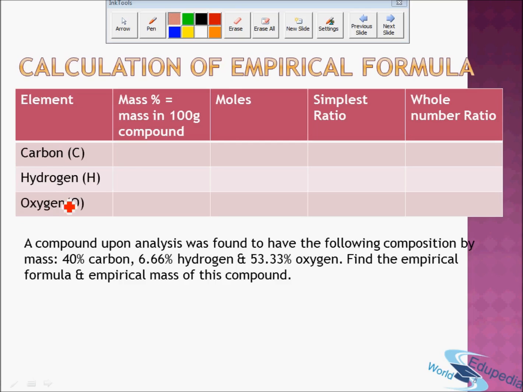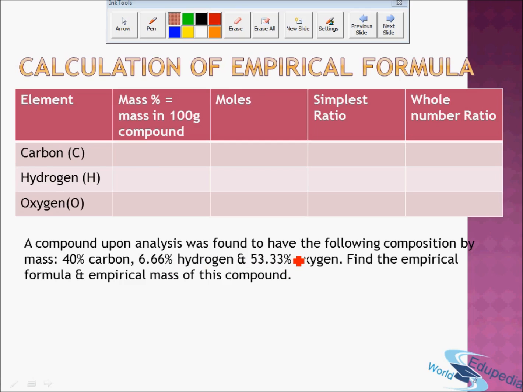The next column is the column for mass percent, the mass composition that has been given to you. So this is the column to fill our mass composition data into. Let's see our mass composition data. For carbon it is 40%, for hydrogen it is 6.6% and oxygen 53.33%. Since we have been given percentages, it is always easier. Remember this as a trick.